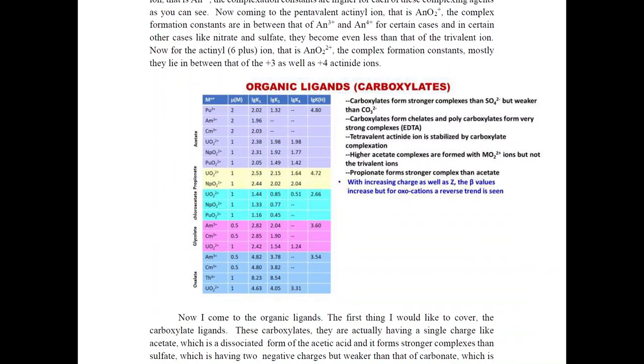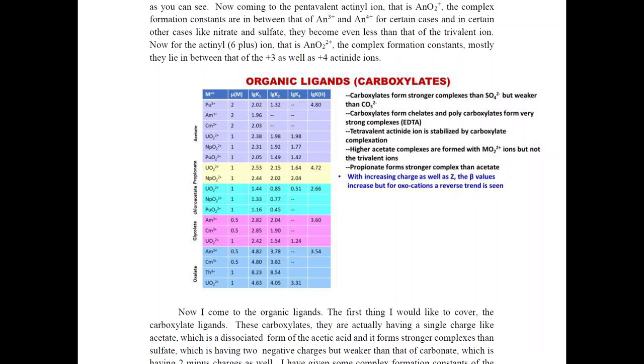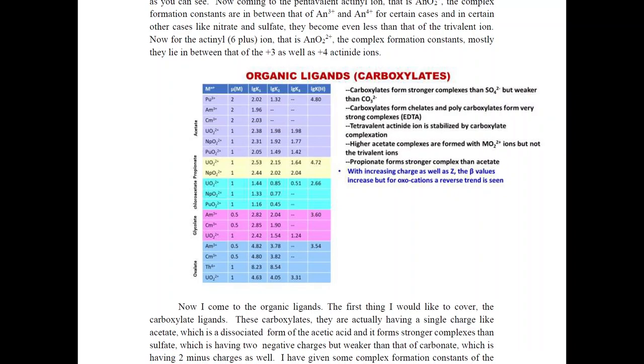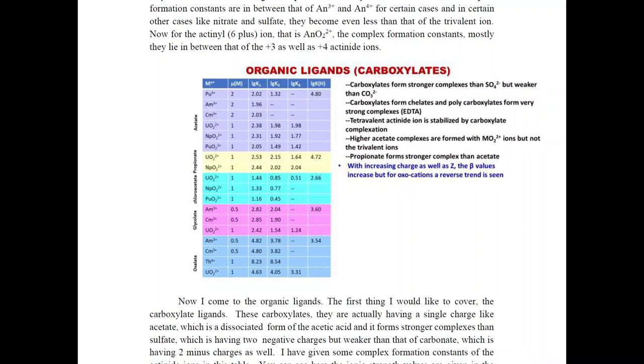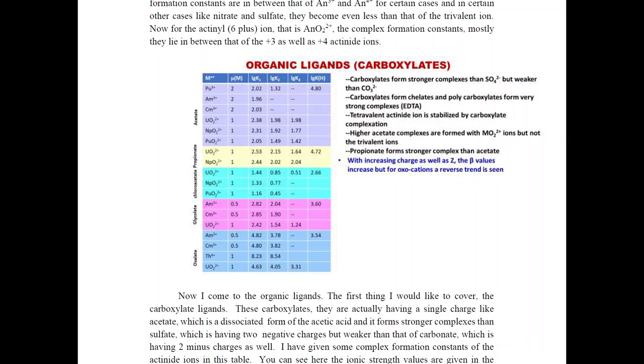Now, talking about the carboxylates, carboxylate forms stronger complexes than sulfates but weaker than carbonates. Carboxylate forms chelates, and polycarboxylates form strong complexes, such as with EDTA. The tetravalent actinide ion is stabilized by carboxylate complexation. Higher state complexes are formed with MO2 2+ ions but not the trivalent ions. Propionate forms a stronger complex than acetate. With increasing charge, the beta values increase, but for oxocations there is a reverse tendency.